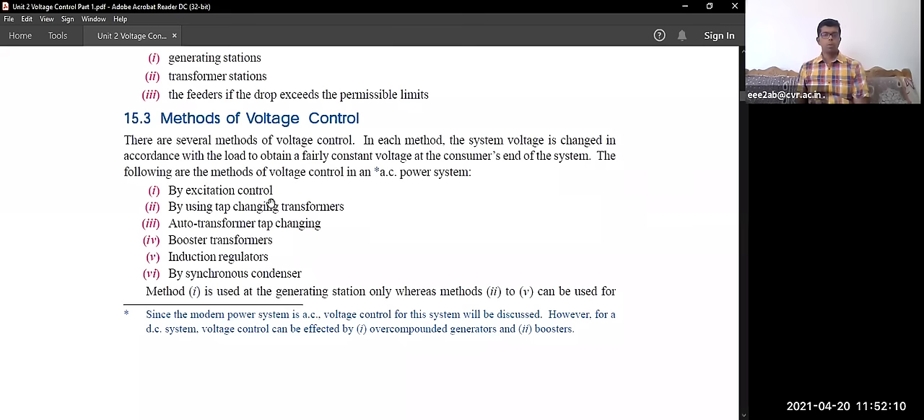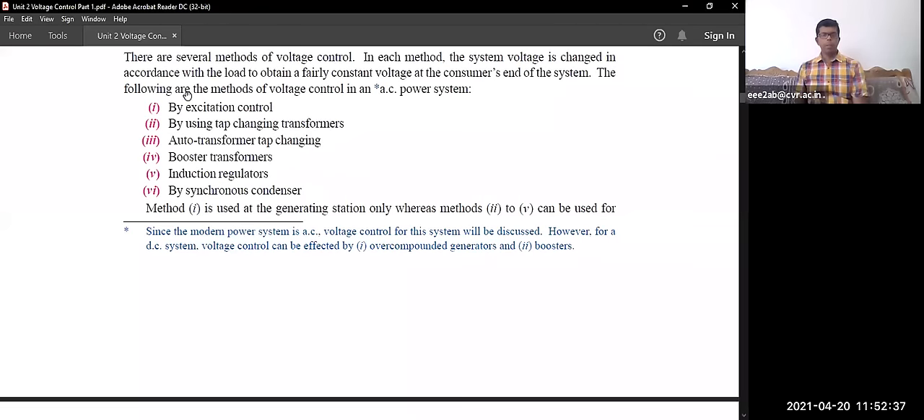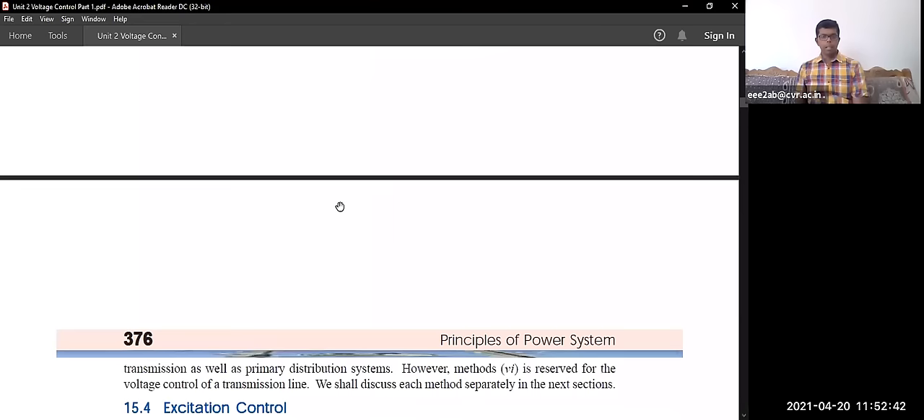Here, excitation control is one of the old methods, a mechanical control method. Nowadays, they are going for tap changing transformers, on-load and off-load. Auto transformers are also not being used. Booster transformers, sometimes they are using. Synchronous condensers they are using at the generating stations, etc. So today we are going to see how the voltage is being controlled.